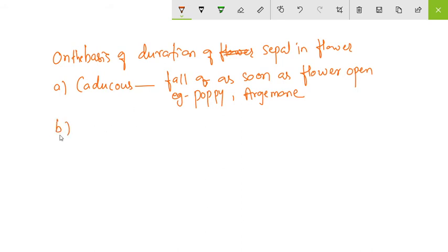Then second, that is deciduous. Deciduous means what? The sepals remain attached to the flower and fall off with the petals. Okay, they fall off with petals. That means when the petals fall off, at the same time the calyx also falls off. Okay, example: mustard.